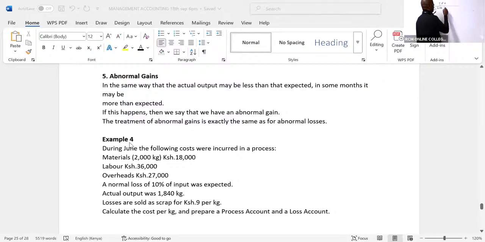And then, ladies and gentlemen, I go to the other side, I can see a normal loss of 10%. So I'm able to see a normal loss of 10% of 2000, which gives me 200. And then I can see an actual output of 1840. And that is it. So go ahead and do your balancing figure.